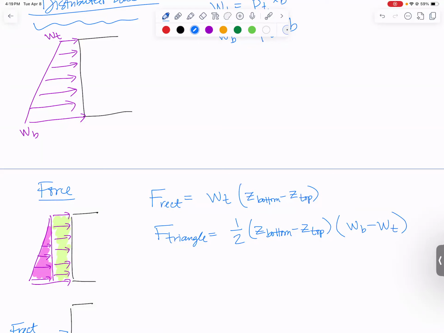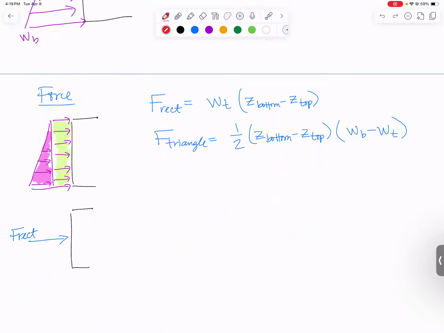This is a reminder to you that we used to do trapezoids by breaking them into rectangles and triangles. And then you can find those two forces. The rectangular force acts halfway down. The triangular force acts a little bit lower, because remember, the centroid of a triangle is 1/3 of the way up from the bottom of it.